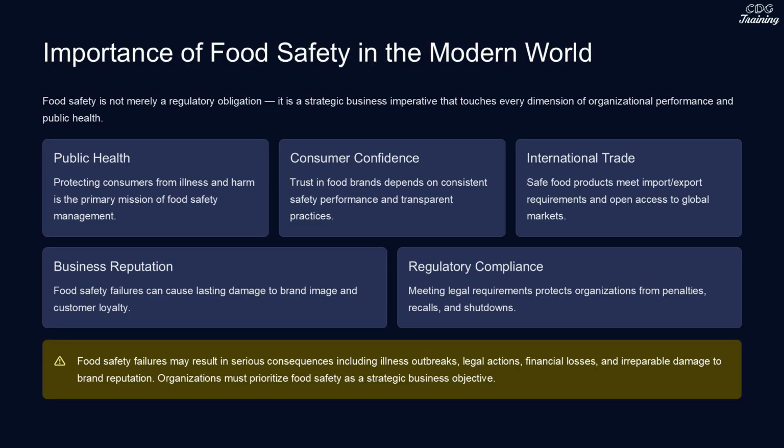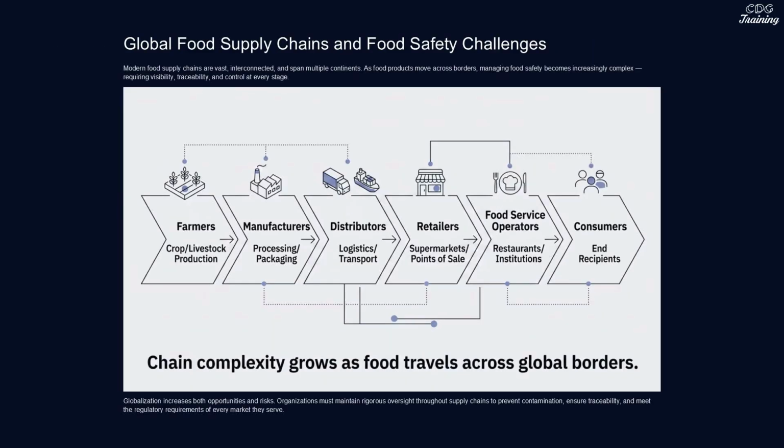Food safety is a strategic business imperative that affects public health, consumer confidence, international trade, business reputation, and regulatory compliance. Organizations must prioritize food safety to avoid serious consequences. As food travels across global borders, the complexity of supply chains increases, presenting unique challenges. Each stage from production to consumption requires careful management to ensure safety.